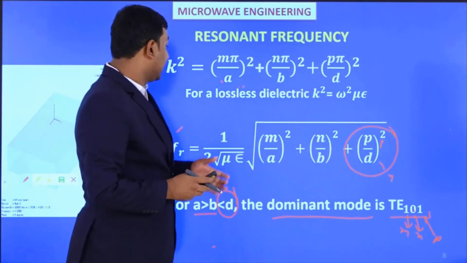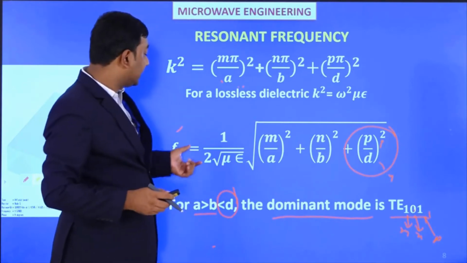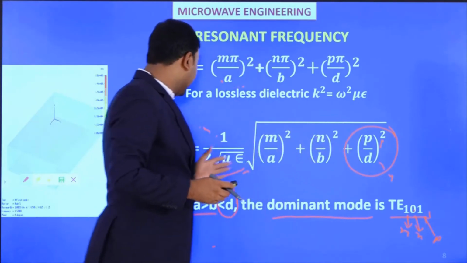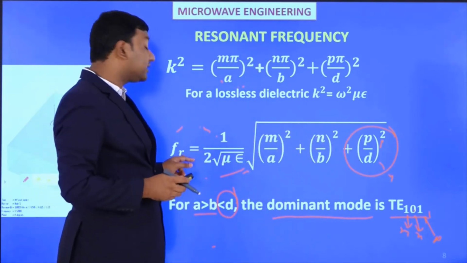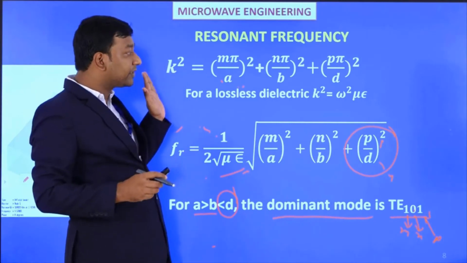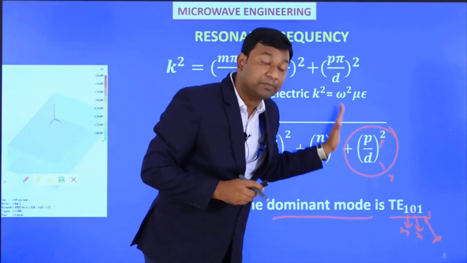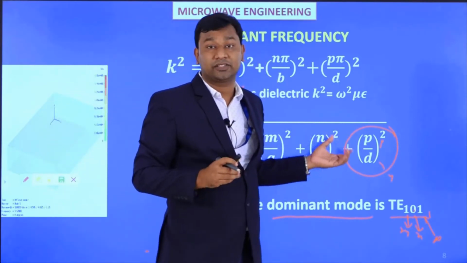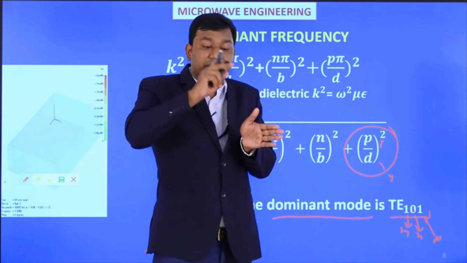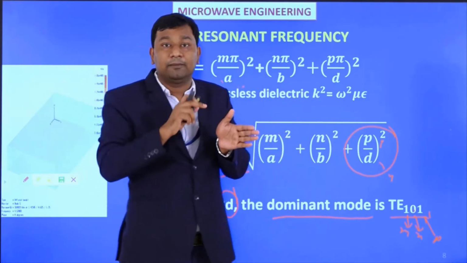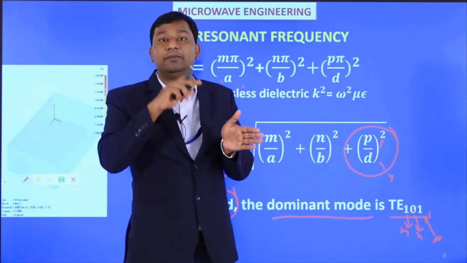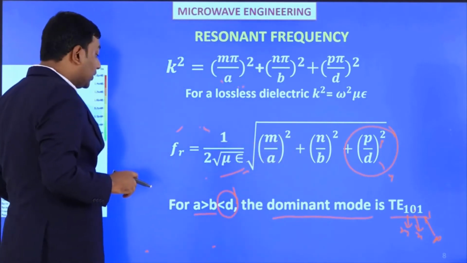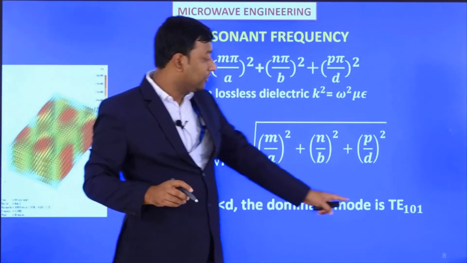Earlier, for the rectangular waveguide, we got fc equal to 1 by 2 root over mu epsilon, root over m by a whole square plus n by b whole square. That time we were finding the cutoff frequency, meaning the minimum frequency at which wave propagation will start. But the rectangular cavity resonator has the lowest resonating frequency, because it is a resonator. Standing waves are formed, the reflected wave will come, and continuous incident and reflected waves are moving, so it acts as a resonator. So for the dominant mode, for a greater than b, the mode will be TE101.